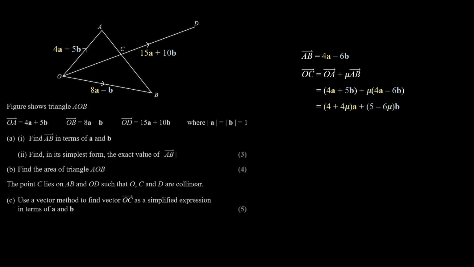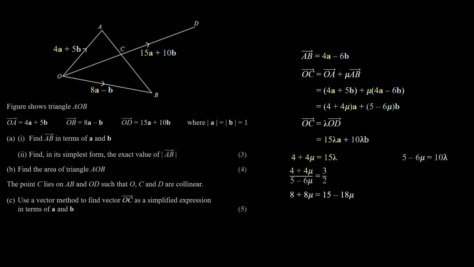Alternatively, since OCD is collinear, vector OC is equivalent to lambda times OD, where lambda is another scalar value. Substituting the values, vector OC is 15 lambda times a plus 10 lambda times b. From these two equations, we get 4 plus 4 mu equals 15 lambda, and 5 minus 6 mu equals 10 lambda. Dividing the first equation by the second equation gives 8 plus 8 mu equals 15 minus 18 mu. Solving for mu, we get mu equals 7 over 26.